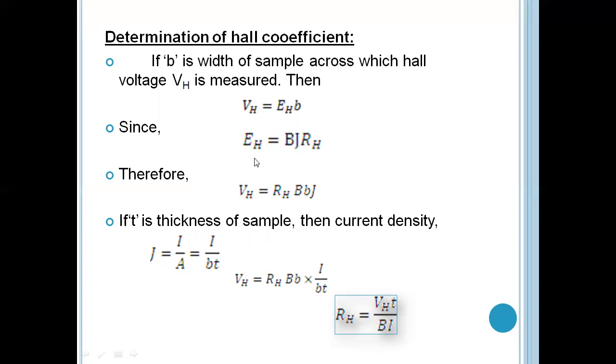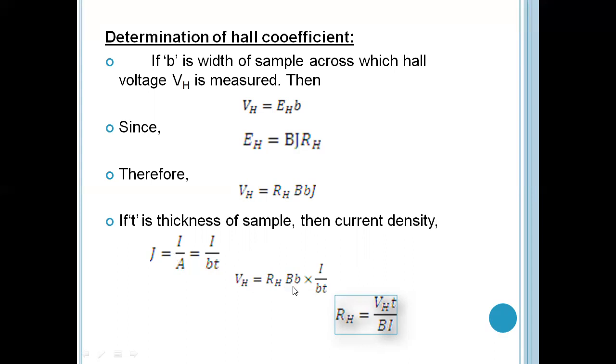And we know that the Hall field is given by B J R_H. So in place of E_H, just substitute this. So V_H is equal to R_H B b J. Now if you rearrange the terms, you'll get R_H is equal to V_H by B b J, where J is the current density. Current density is nothing but the flow of current per unit area, I by A, where area we can write as width into thickness, b into t, so I by b into t.